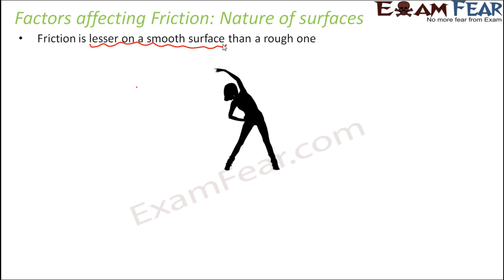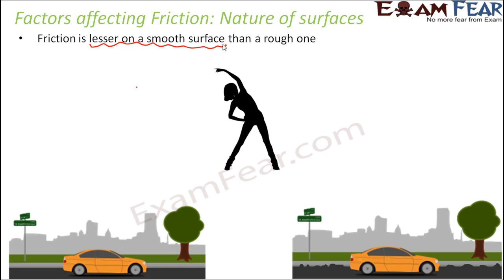That's because your legs tend to slip over the floor because the floor has turned slippery, therefore the floor offers less friction. So the opposition is less to your motion and therefore you are able to move your legs more easily. So stretching your legs becomes easy on a smoother surface when compared to a rough surface. So that is one example which tells you that a smoother surface offers less friction. Let us look at another example.